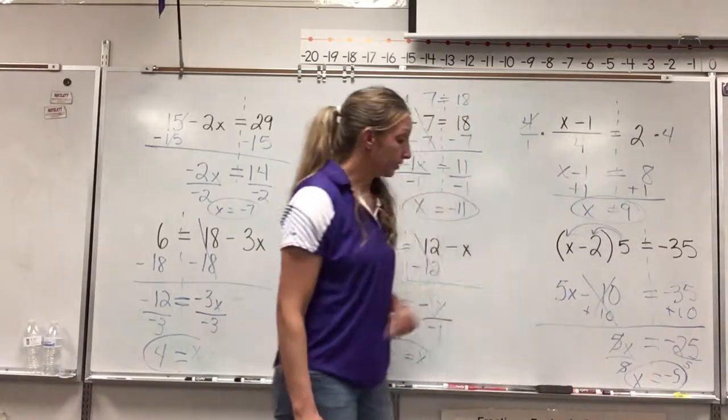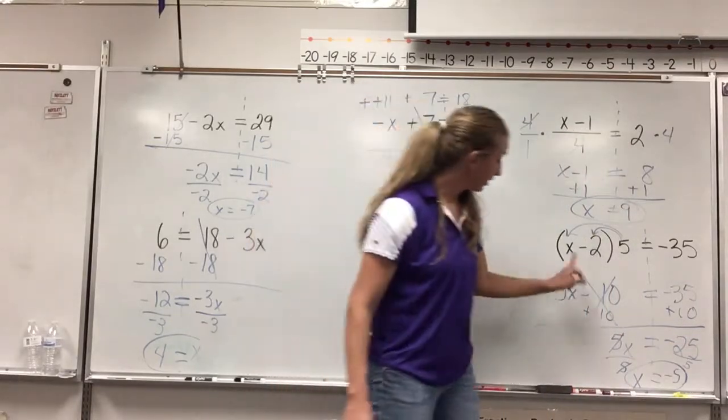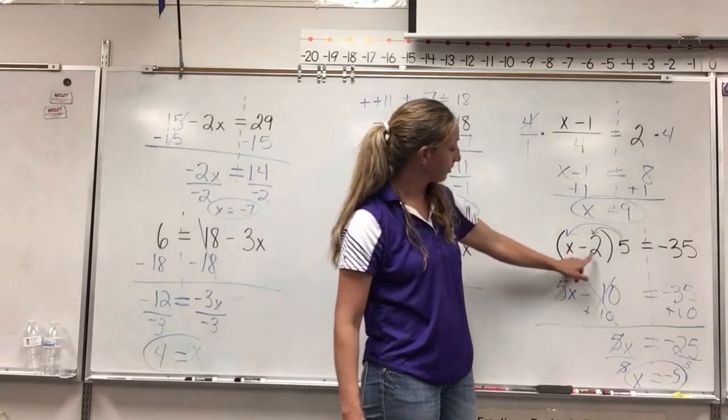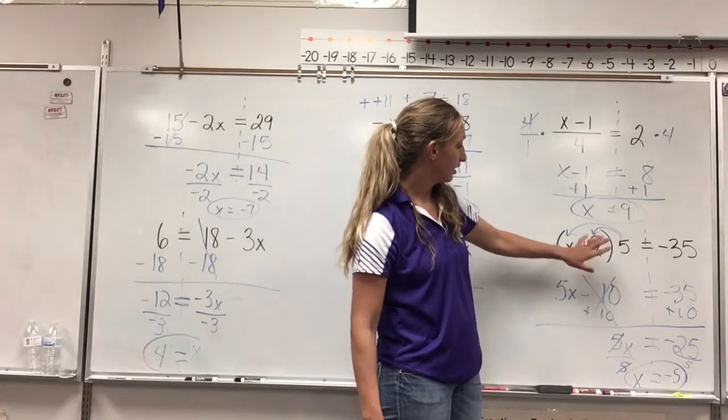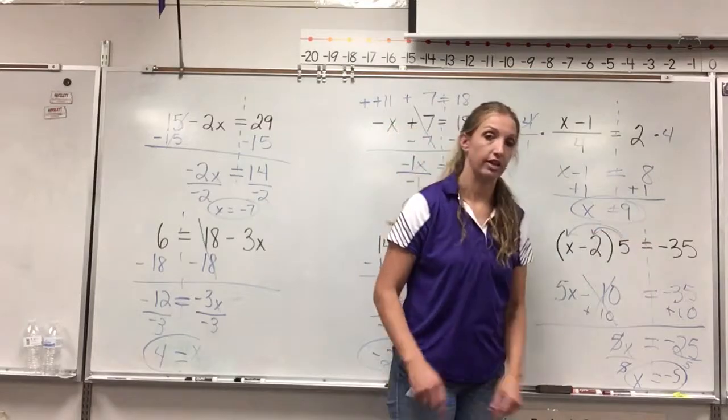I can plug that in real quickly, that's not a hard one to plug in. I plug in a negative 5. Negative 5 take away 2 is negative 7. And negative 7 times 5 is negative 35.